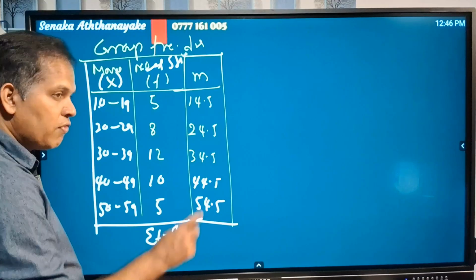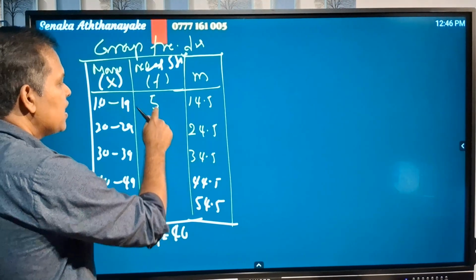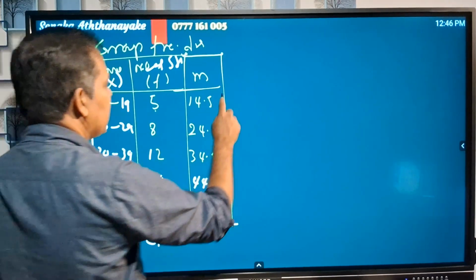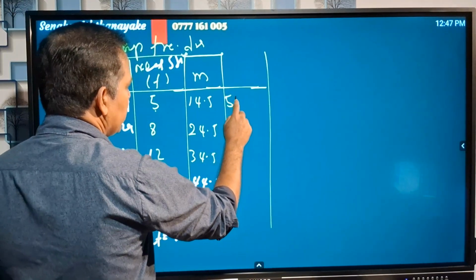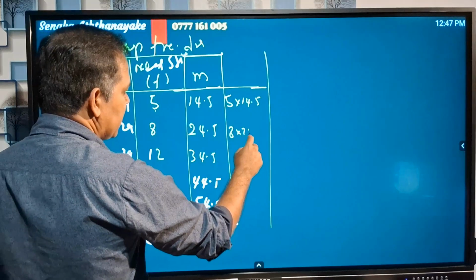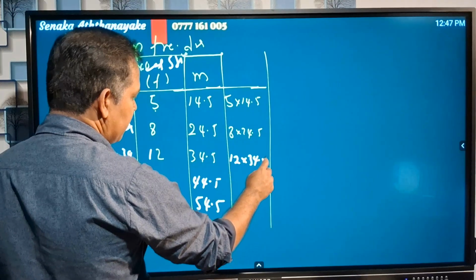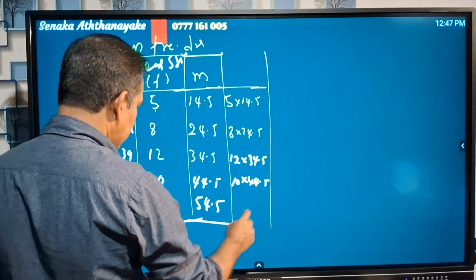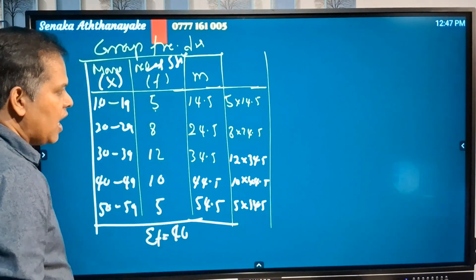Then if you want to find the total marks of these 5 students, you can multiply this value and this value, like previously. Okay, you can understand. So again I prepare another column with 5 into 14.5, 8 into 24.5, 12 into 34.5, 10 into 44.5, 5 into 54.5.